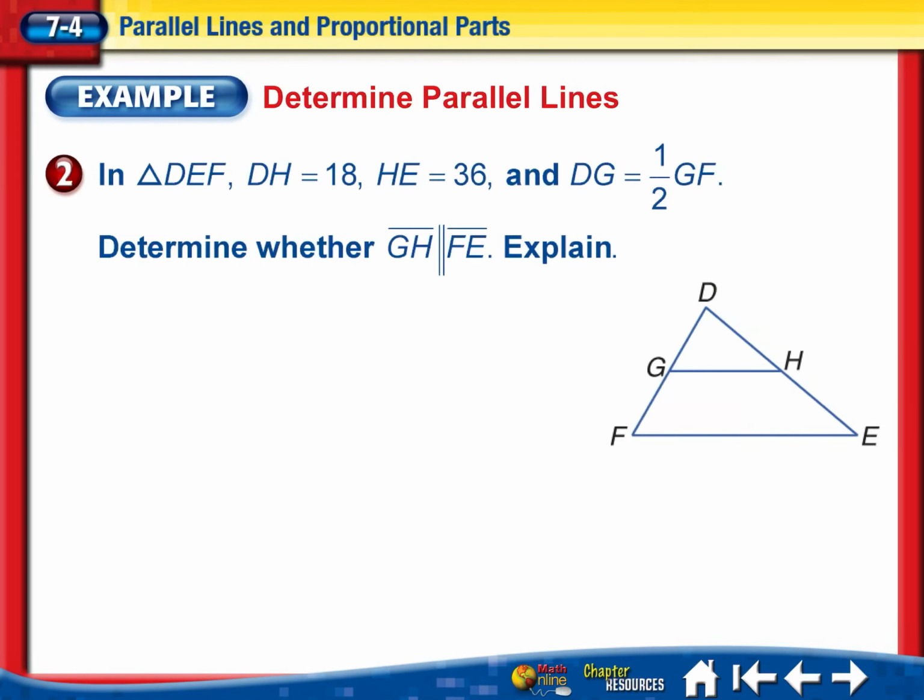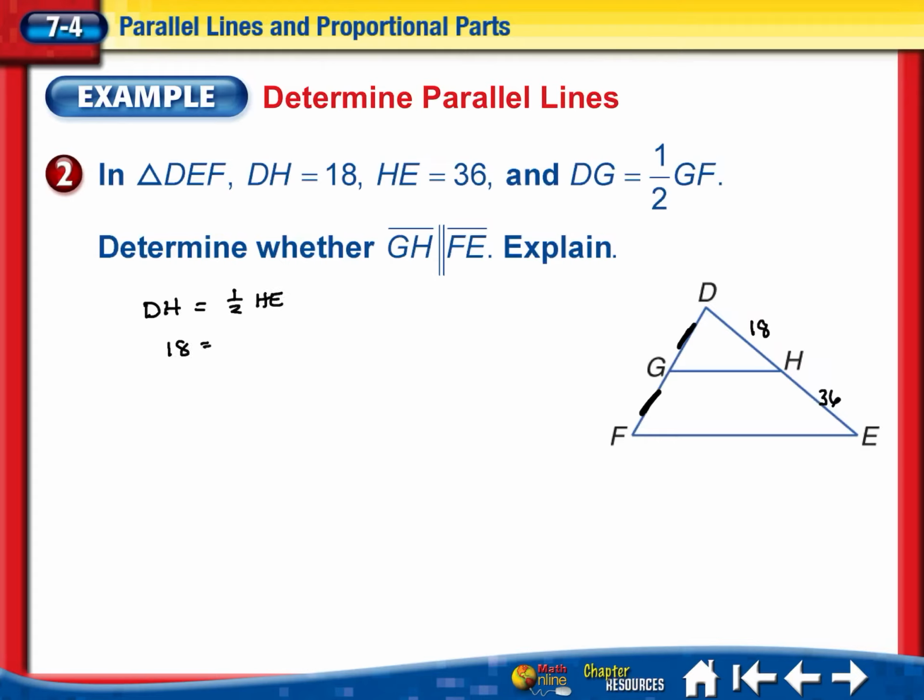So our second example, it says in triangle DEF, so that is the large triangle, D to H is 18, H to E is 36, and DG is half of GH. Okay, we have to determine if they're parallel. So if these two are parallel, then that means these proportions will work out to be true statements. So there's 2 different ways to do this. If we know that this segment is half of that one, then DH should be half of HE. So DH should be or is half of HE.